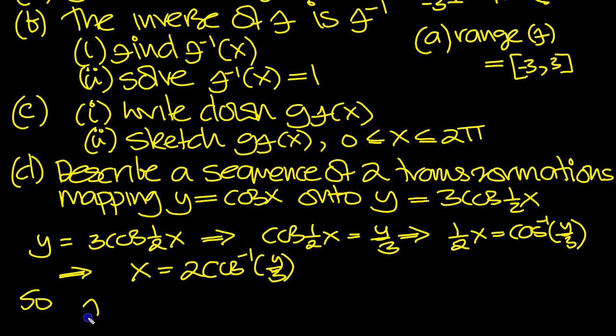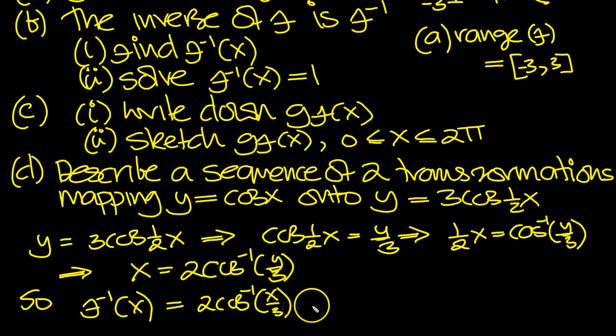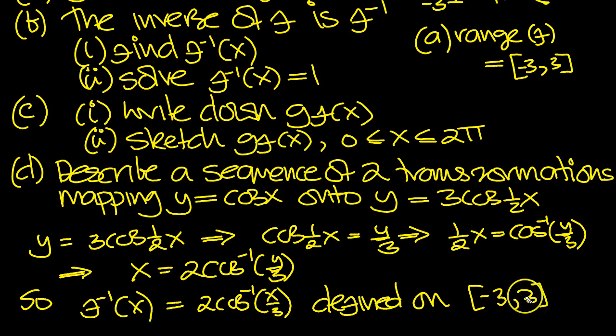So f minus 1 then of x, change the symbols from x to y and y to x. So it's 2 cosine minus 1 of x over 3, and it's defined, let's put the domain defined on, and it would be, of course, the range of f would be the domain of the inverse function, and the range was minus 3 to 3. Okay, so that's that. So now that's the f minus 1 of x.